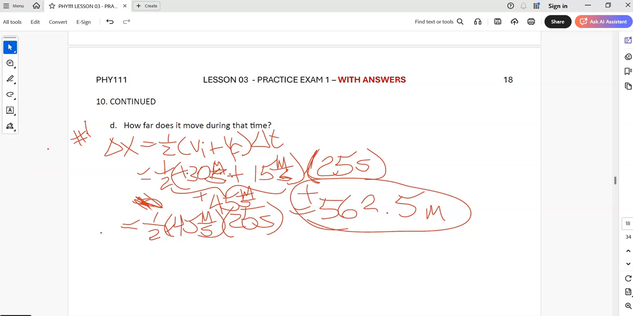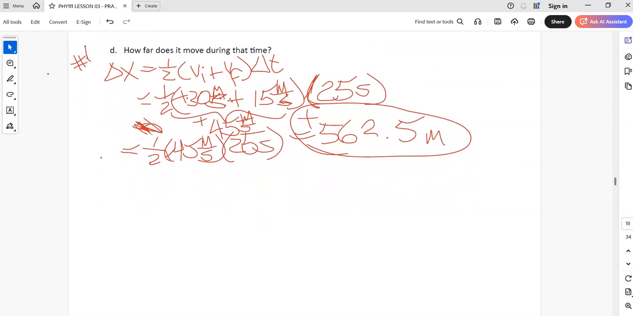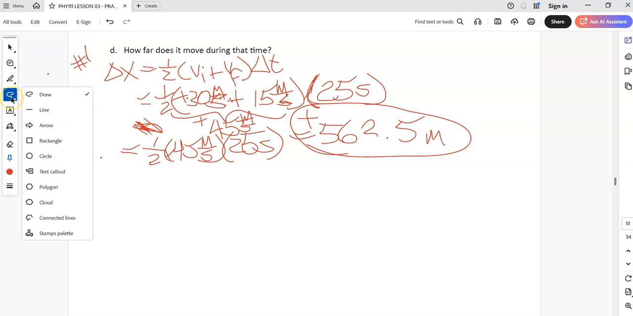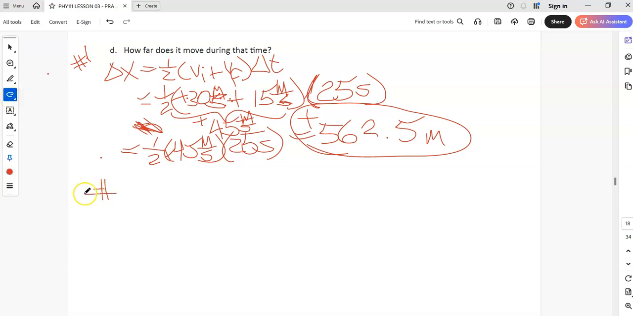Now we can stop here, or we can check our work. Remember, I said we could have used formulas 3, 4, or 5 as well, and 3 is pretty straightforward. So let's see what happens when we use formula 3 instead. Formula 3 says that the final velocity squared equals the initial velocity squared plus 2 times the acceleration times the displacement. Remember, displacement is what we're trying to solve for.